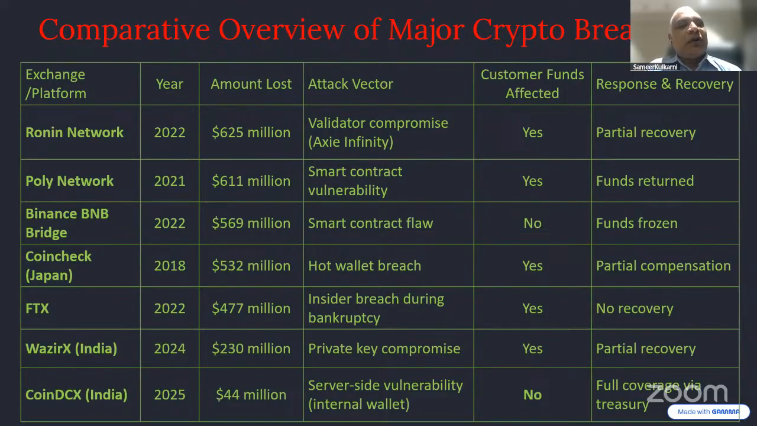Whether it is Ronin network, Poly network, Binance, one of the biggest centralized exchanges, CoinCheck, a Japanese exchange, FTX, and then WazirX and CoinDCX, which are India-based exchanges. When you say attack vector, please understand this. Validator compromise means credentials are compromised. Smart contract vulnerability: basically, somebody internally has given out their credentials through which the smart contract can be managed. Then hot wallet breach, which is similar to what has happened in CoinDCX. Insider breach during bankruptcy, or private key compromise.